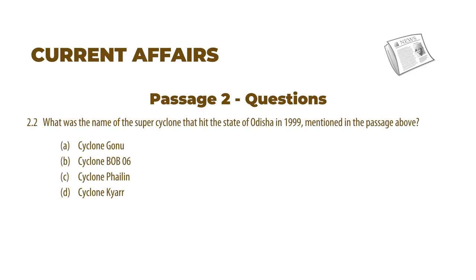What was the name of the supercyclone that hit the state of Odisha in 1999 mentioned in the passage above? Your options are A. Cyclone Gonu, B. Cyclone Bob06, C. Cyclone Apelin, or D. Cyclone Kyar. The correct answer is B.